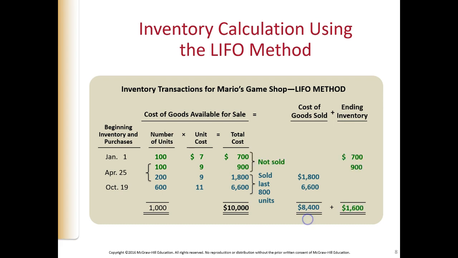Let's bring across the ending inventory units. So these 200 have a cost of $7 for 100 of those and $9 for the rest. And so 7 plus 9, 1,600. And now we have again the total of the cost of goods sold plus the ending inventory equaling $10,000.